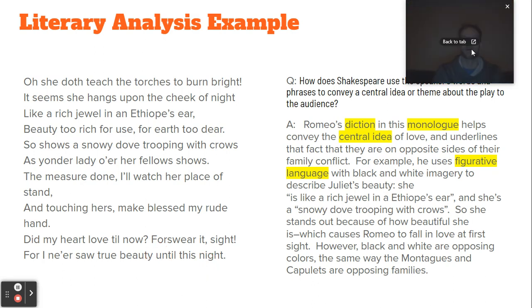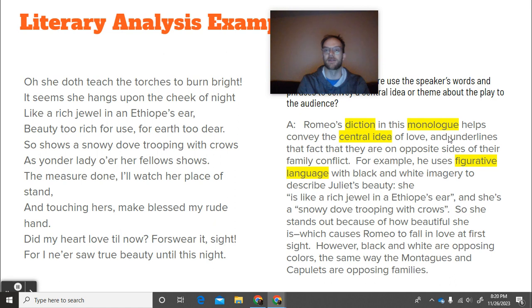And so how does this work? Romeo's diction in this monologue, and I'm highlighting the vocab words that I'm using, helps convey the central idea of love, because Romeo's in love at first sight. At least he thinks he's in love at first sight. And it underlines the fact that they're on opposite sides of their family conflict. So not only does this monologue set up that Romeo is in love with Juliet at first sight, but it sets up this idea that they're opposite, that even though there's this intense attraction, they can't be together.